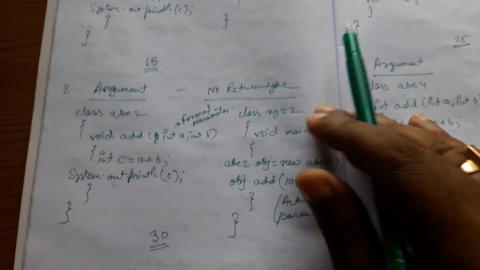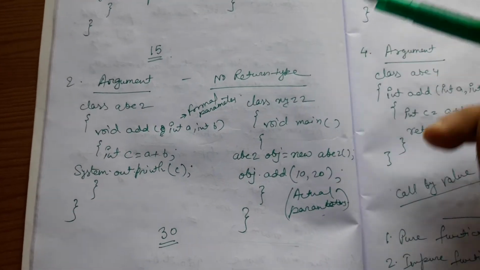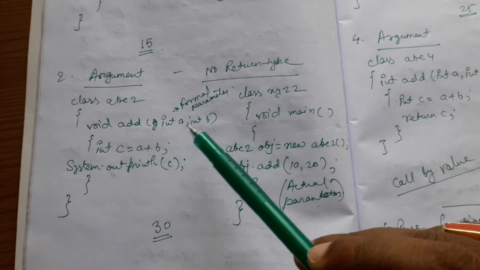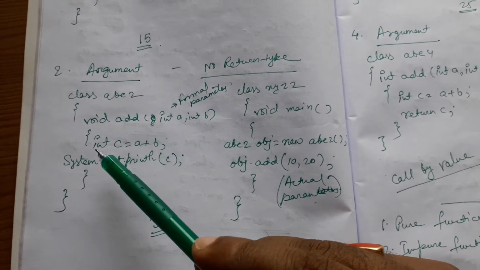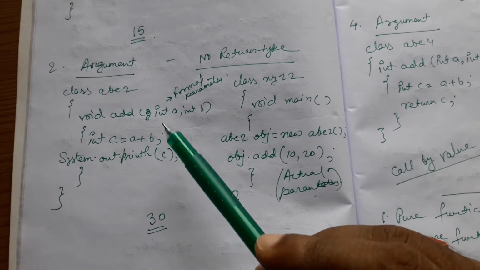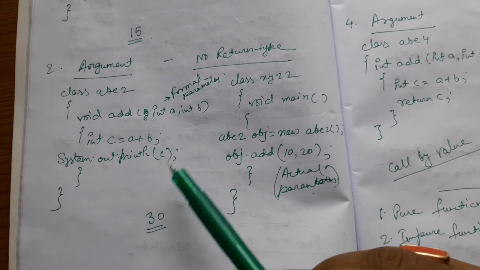Okay, next, where we are having arguments but no return type. Now you see class abc2, void add, int a, int b. We are having two parameters, that is called formal parameters. I have written here int c equals a plus b, System.out.println(c). Okay, so what happened here? It will take two values a and b, it will add, and it will print the result.